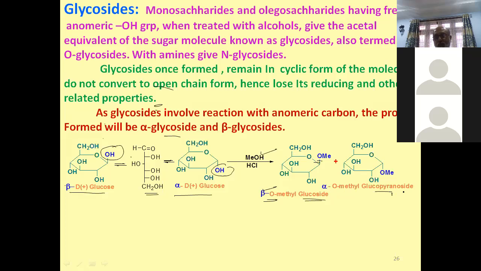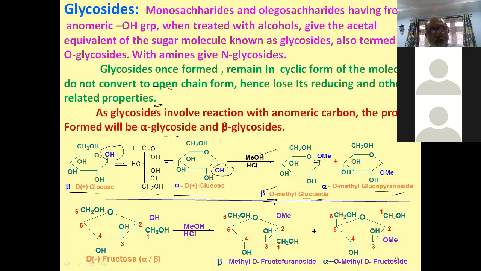Once we write pyranoside, that means it is a 6-member ring. That is already a part of it. The name itself will tell that it is a 6-member ring. So this is what your glycoside is, important.